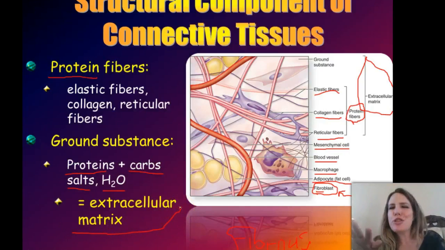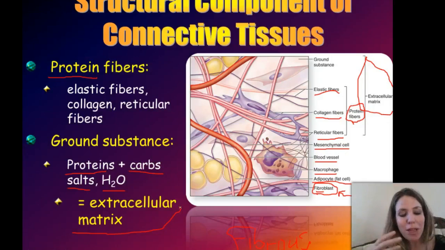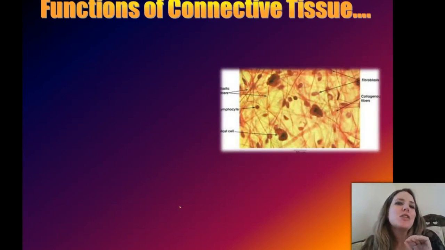So you'll hear us use the term extracellular matrix all the time throughout A&P, especially when we get into physiology and we're talking about the movement of molecules in and out of cell membranes. Well, if you're outside of the cell, you're in the extracellular matrix, right? So just get used to that term, get used to the term ground substance, because we say those things all the time. Okay, so now let's go over the functions of connective tissue.